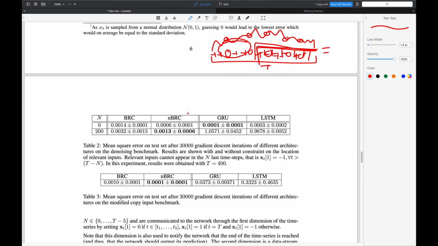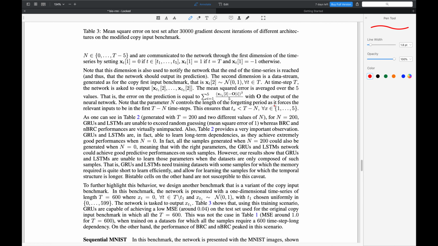Looking at the performance, when n is small, GRUs and LSTMs perform pretty well, and so do BRC and NBRC. But when n is bigger, BRCs and NBRCs significantly outperform GRUs and LSTMs.